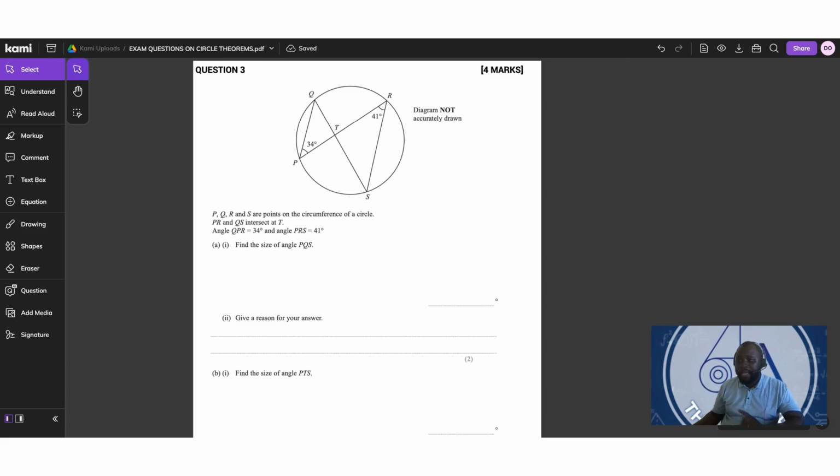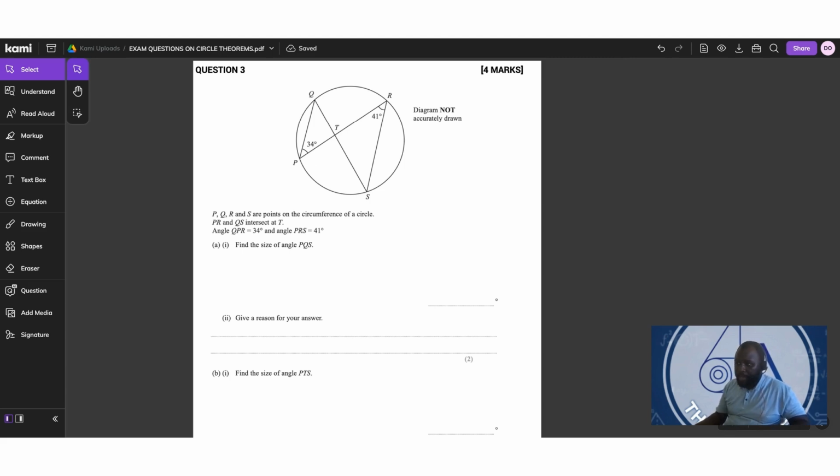That PR and QS intersect at point T. Now, T is not the center of the circle, don't assume. In math, nothing is guaranteed to be that unless we are told. So T is not the center of the circle. QS is not the diameter. No one has told us these two things, so they cannot be fact.